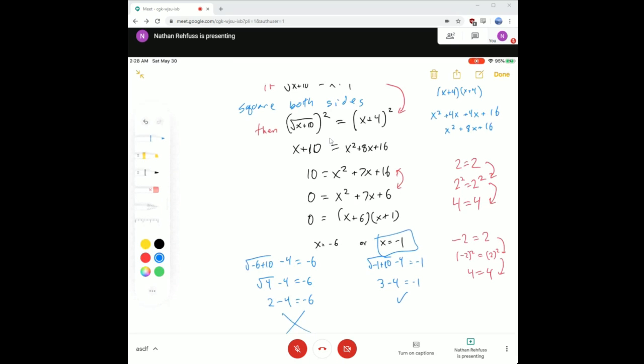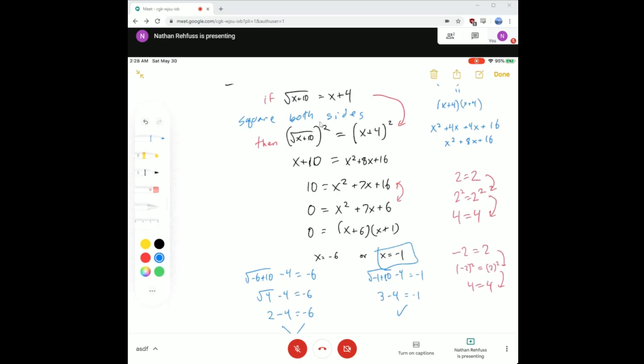So over here, root of -6 plus 10 is 2. -6 plus 4 is -2. So I have 2 equals -2. That's not true. But when I square both sides, I get 4 equals 4, and that's a true statement. So -6 satisfies this line, but it does not satisfy that line. That's called an extraneous solution.